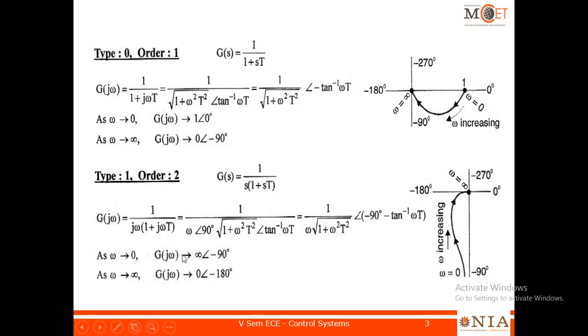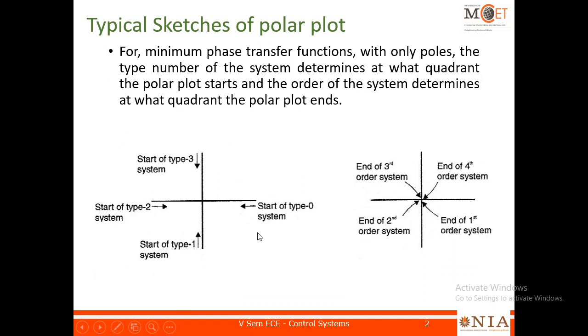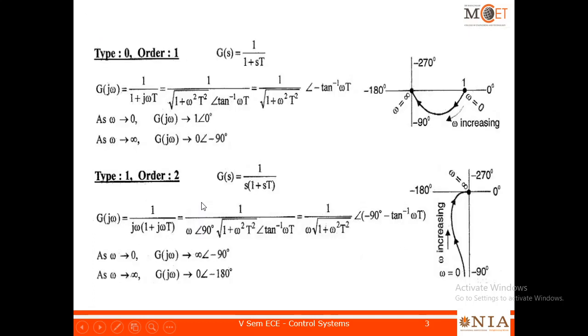At omega equal to 0, the magnitude is infinity and the phase is minus 90 degrees. The second point, at omega equal to infinity, has magnitude 0 and phase minus 180 degrees. If it is of type 1 and order 2, it starts in this quadrant and ends in this quadrant. Am I right? So from your two graphs, it states that type 1 starts in this quadrant and order 2 will end at this point. The same thing has happened here.